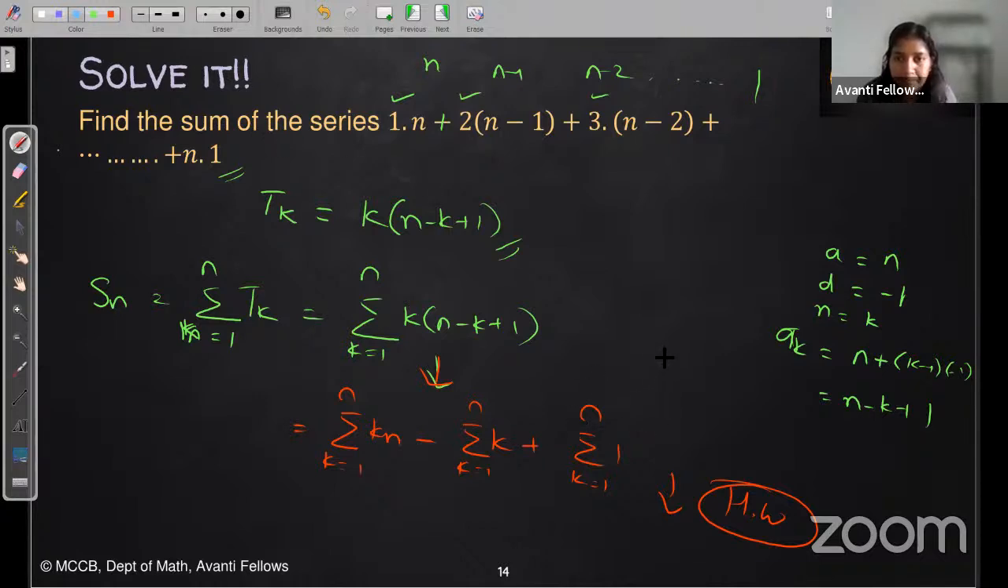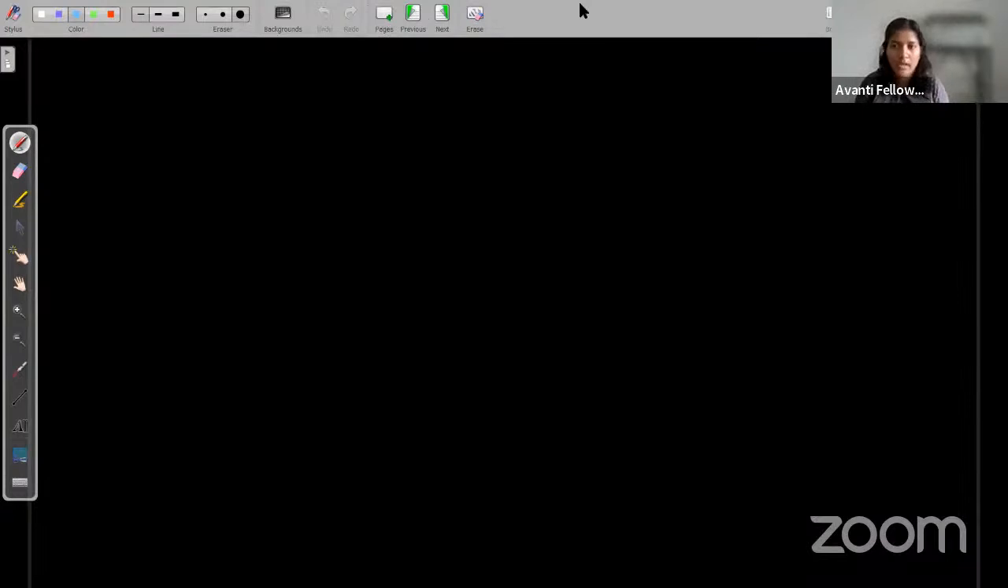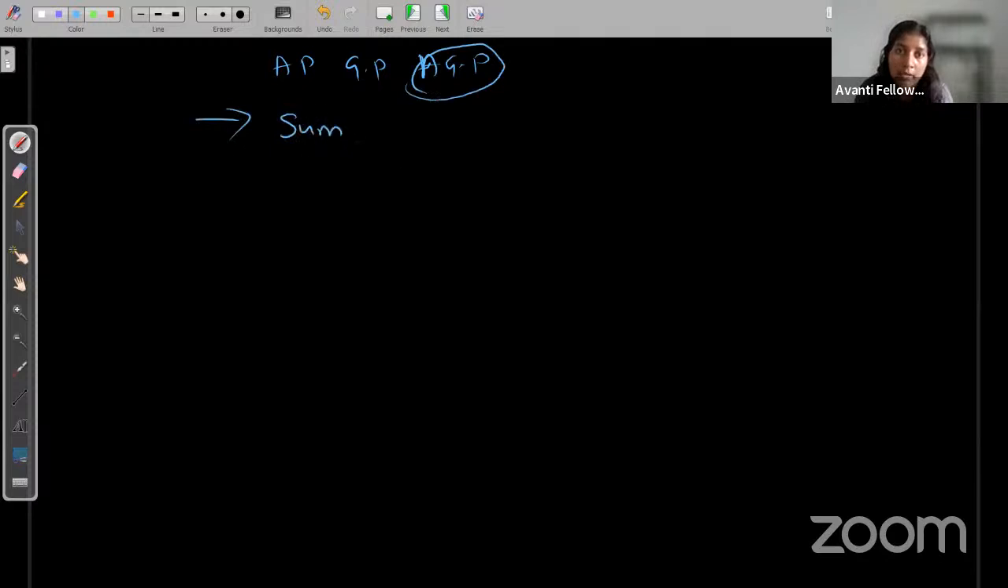Okay. So if there is no doubt, then we'll just discuss what things we have learned in today's class, and we'll wrap up our class here. In today's class, we have seen how to solve series which are neither AP, GP or HP, nor AGP, but we can make use of the method that is used in AGP. We also discussed summation. Summation is nothing but the sum of the terms, a notation used to represent the sum of the terms.